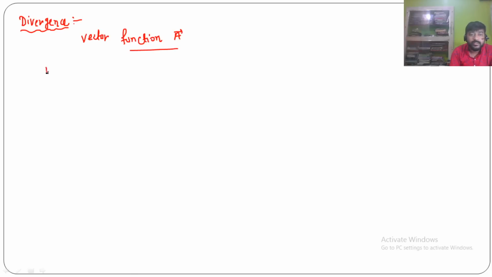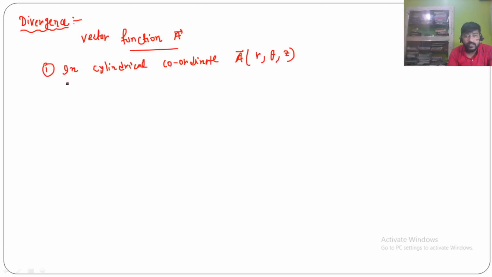Okay, and first in cylindrical coordinate system, in cylindrical coordinate. In that case A will be a function of rho, phi, z, or you can say r, theta and z, or you can just write it simply as r, theta, z. In various books the notation will be different, but the equation will look the same. So what will be the divergence of A in that case?